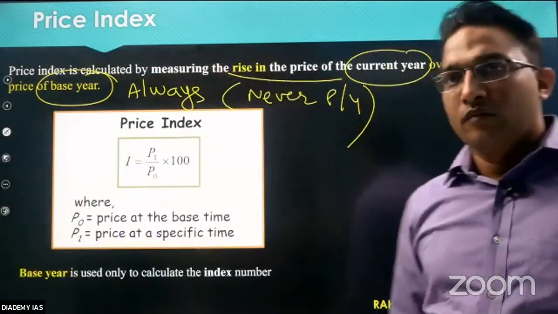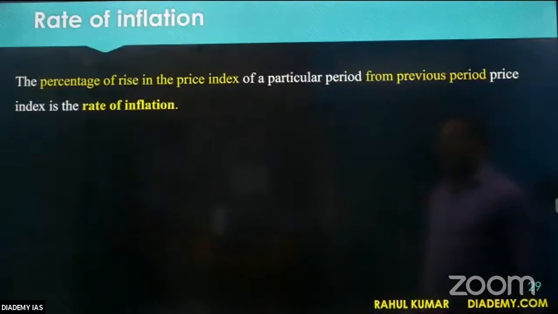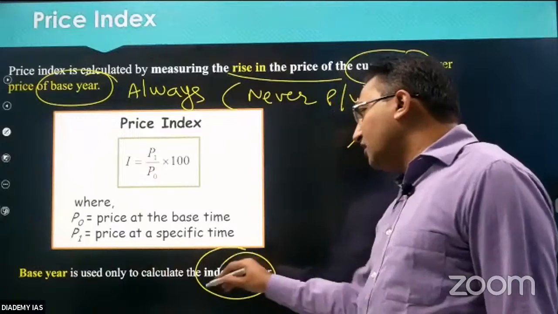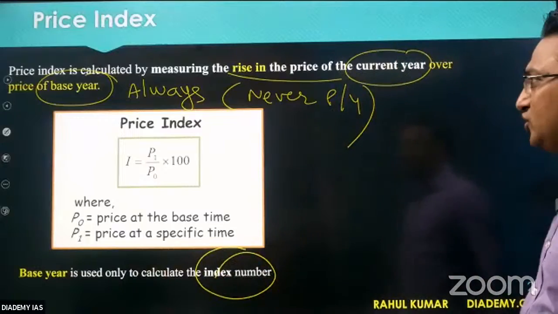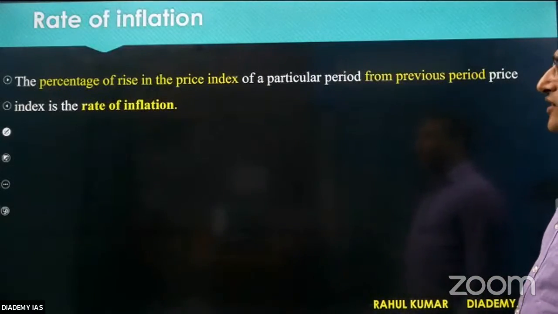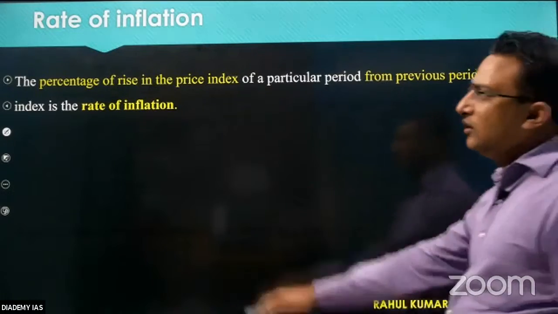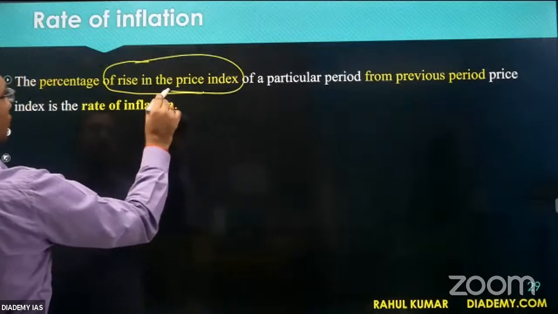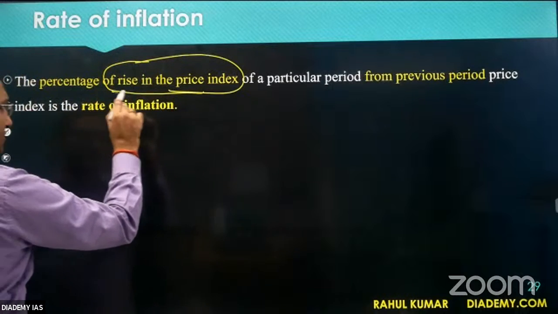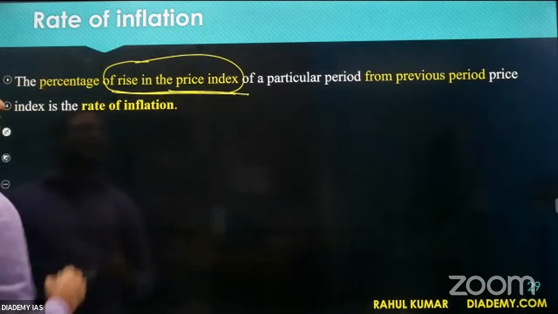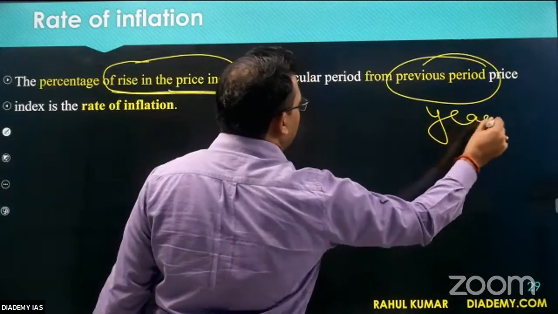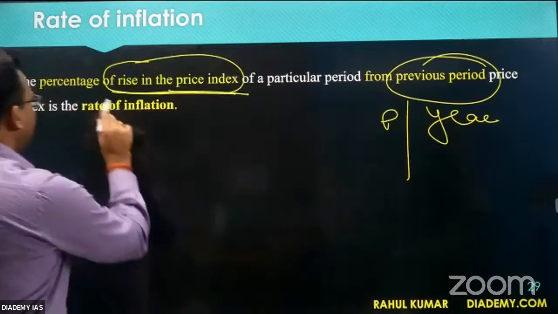Okay, so the base year is used only to calculate the index number, not for calculating the rate of inflation. So how do we calculate the rate of inflation? The percentage of rise in the price index. For calculation of the inflation rate, we see the change in the price index from the previous period. Mostly this is the previous year only, right? That is called the rate of inflation.